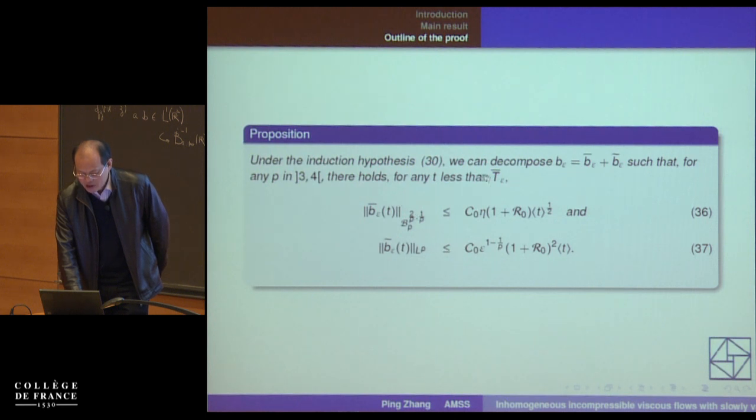For t less than or equal to this T over epsilon, we split this b epsilon equals this b sharp epsilon plus b delta epsilon, such that this anisotropic norm of b sharp epsilon is controlled by C0 eta times 1 plus R0 times t to the power of 1/2. And this b delta epsilon of t should be controlled by C0 epsilon to the power of 1 minus 1/p times 1 plus R squared times t. So look at this estimate.